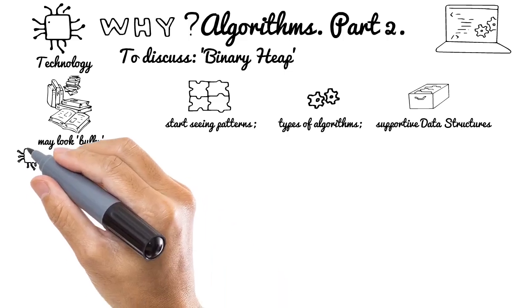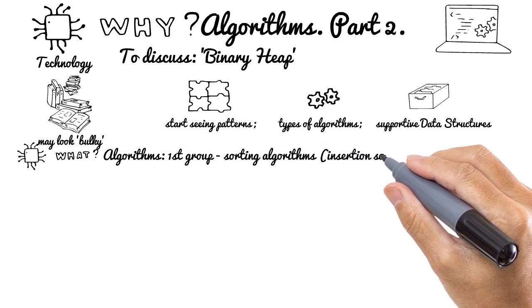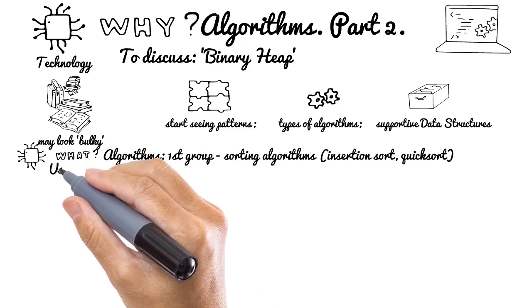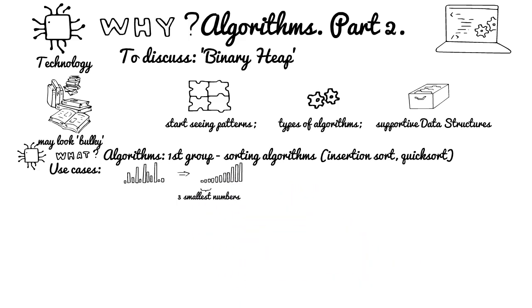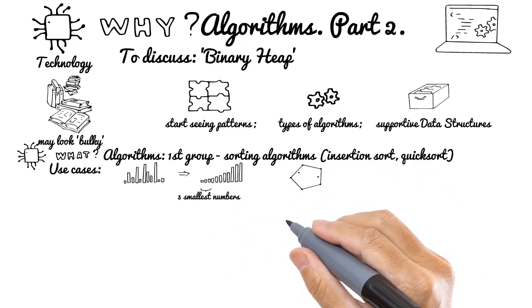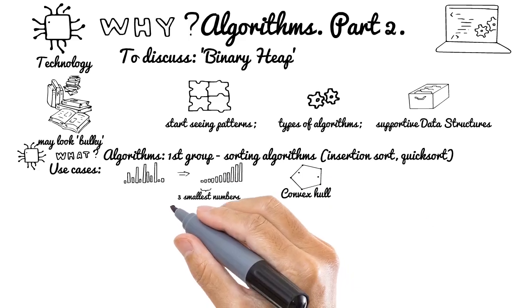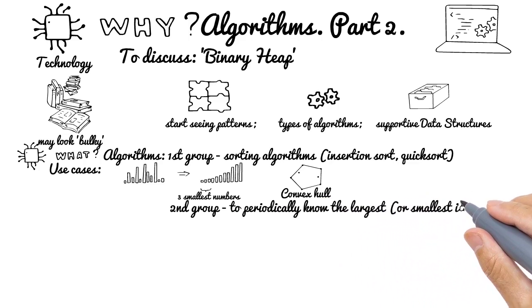In the videos What Algorithms, we started with the first group of algorithms, sorting algorithms, with merge sort and quick sort examples. We also provided use cases, like finding the three smallest numbers in a set, or the geometrical task, convex hull, where sorting plays a central role. It turned out that there is a specific separate second group of subtasks, once decomposed, which require periodically knowing the largest or smallest element in a resizable set of values. Let's think about possible use cases for this group.